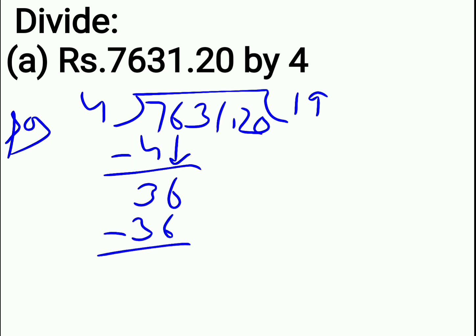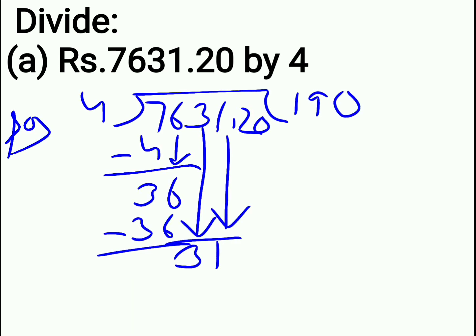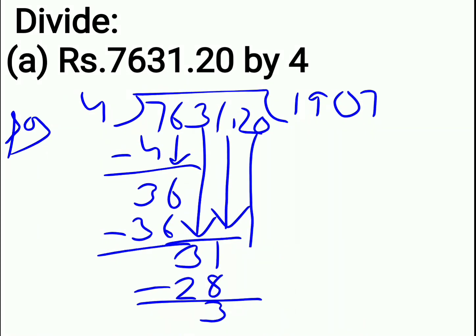Minus them. Now take this 3 down because 36 minus 36 is 0. So this 3 is smaller than 4. So what do you do? You take this one also down. Clear? So firstly you put here 0 because when you take two numbers together, you firstly put a 0. Then in 4 table, 28 comes at 7. Minus them. 11 minus 8 is 3. Take this 2 down. It becomes 32.